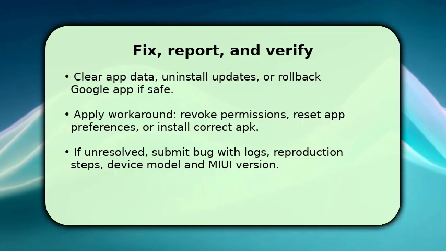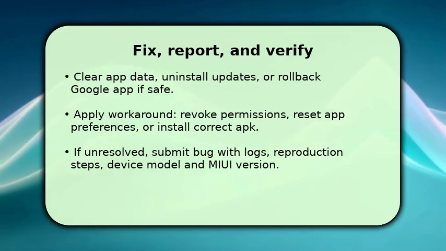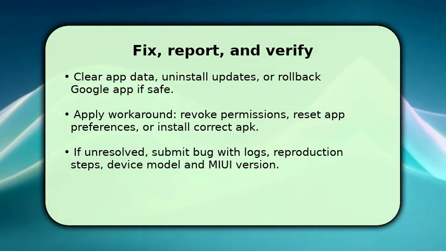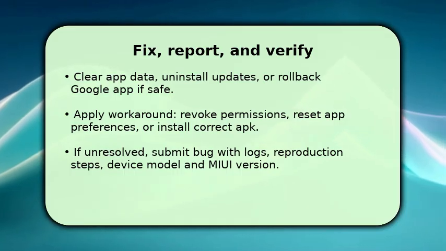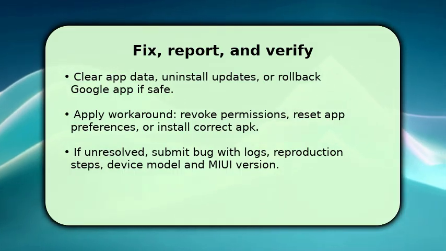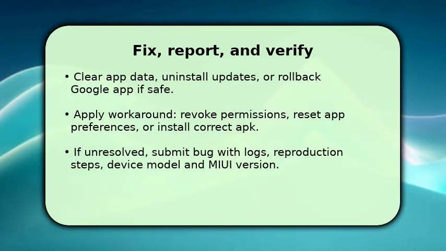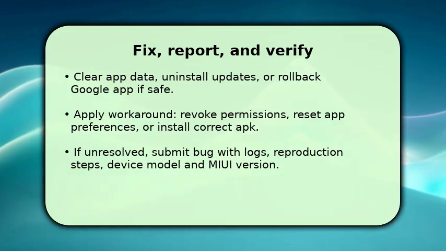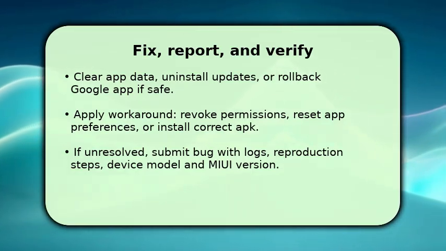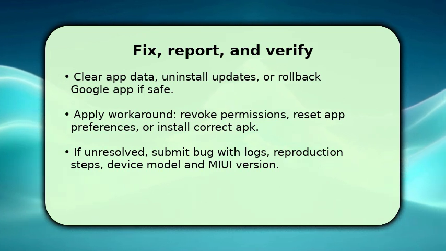If the issue persists, submit a focused bug report including bug log.txt, exact reproduction steps, timestamps, device model, and MIUI build. If nothing works, one troubleshooting tip: test on a secondary account or factory reset as a last resort to isolate software versus account issues.